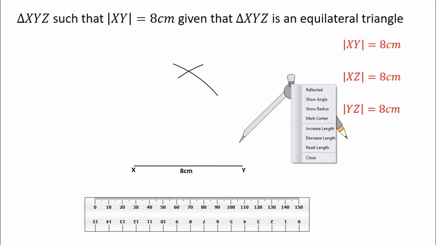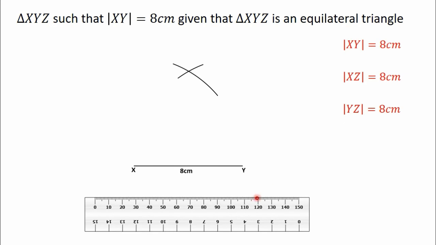We are now done with the compass, so I'm going to take it off. The point of intersection of the two arcs will give us the point Z. So this is the point Z. I'm going to clean some parts of the arc so that you can see it very clearly. I'll clean this part and clean this part too. We now have point X, Y, and Z.